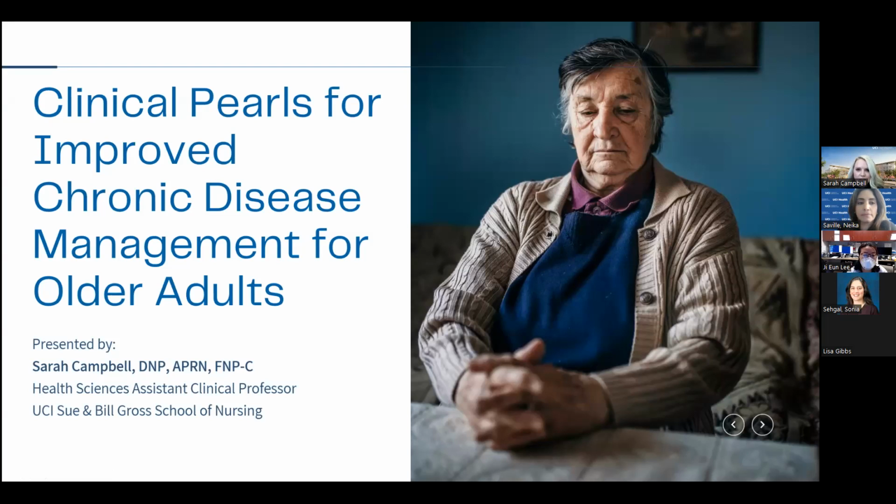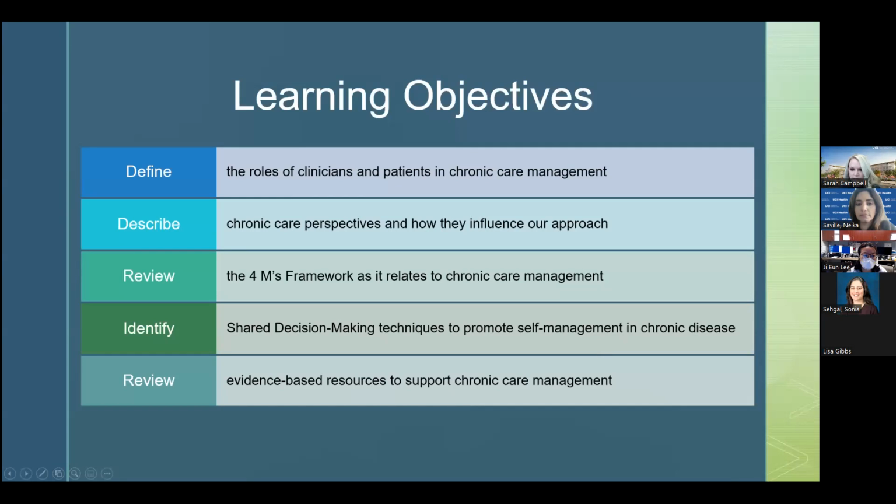Today's learning objectives will be to define the roles of clinicians and patients in chronic care management. I want to describe the chronic care perspectives and how they influence our approach to chronic disease management. We'll review the 4M's framework as it relates to chronic disease management, and then we'll identify shared decision-making techniques to promote self-management in chronic disease. We'll then review evidence-based resources to support chronic care management.